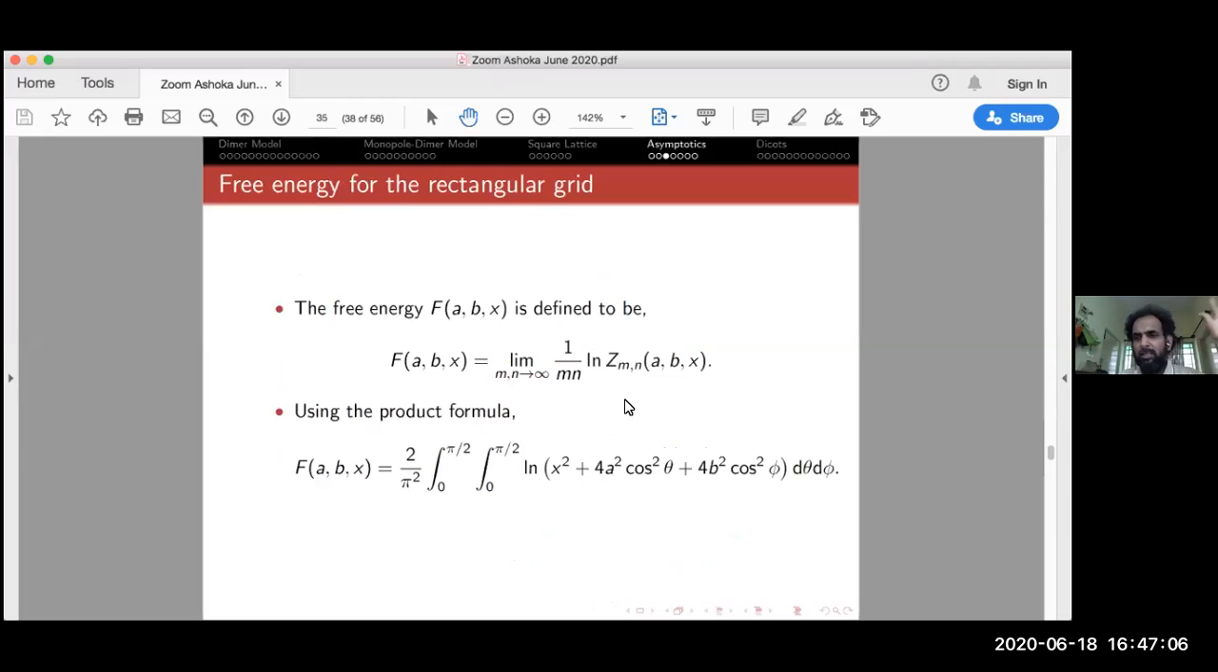So this was the background, and now I go through the same free energy computation that I went through earlier. I take the log of the partition function, which now depends on a, b, and x. Remember, I'm doing the rectangular m by n grid. A is the weight of the horizontal edge, b is the weight of the vertical edge, and x is the vertex weight. Analogous to what Fisher and Kasteleyn did, you have this product formula, you take the log, it becomes a sum, you write it as a Riemann sum, and then you get an integral formulation which involves log and cosine squareds. So it's not exactly doable as far as I know.